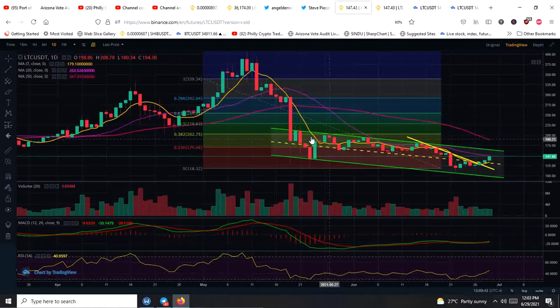So you can see here that what we're doing with this descending parallel channel, we're following the parameters here that I've drawn out for you. Notice we've touched here, what? We bounced 1, 2, 3, 4 times now, okay? We only touched the bottom twice, which is kind of interesting.